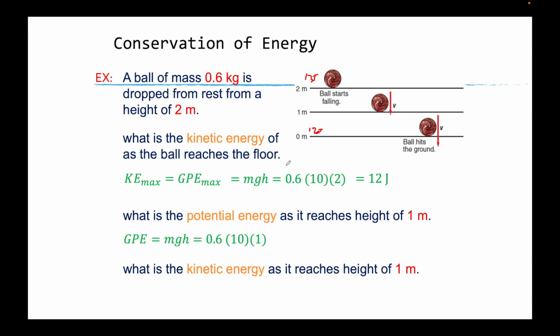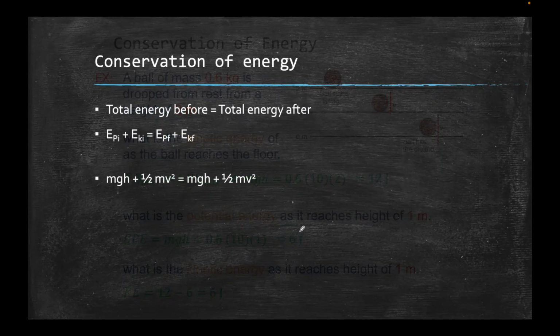Potential energy halfway down, well, you can do it: 0.6 times 10 times 1, you get 6 joules. What is the kinetic energy as it reaches that height? Well, I know the total was 12. If 6 of that becomes potential, I can do 12 minus 6. I don't need the speed for this one. I could do 12 minus 6 to get me 6 joules.